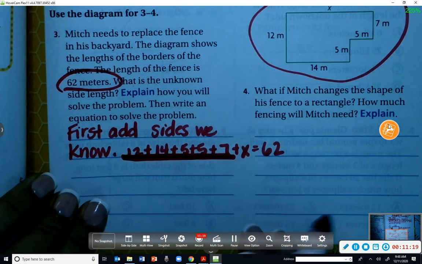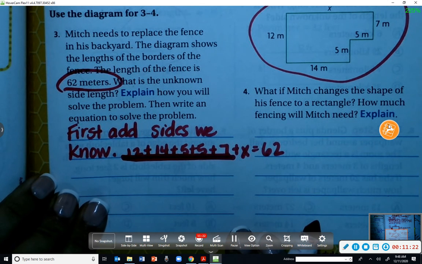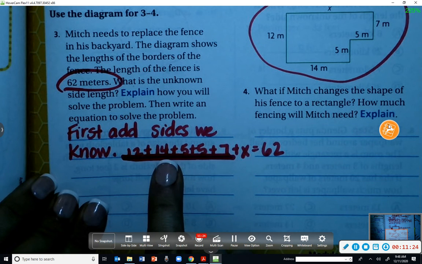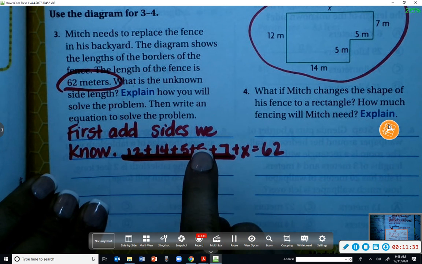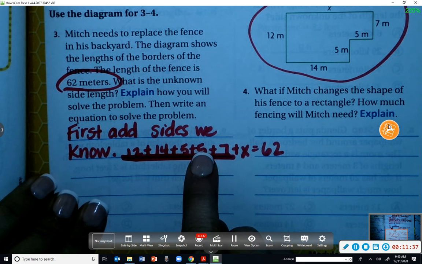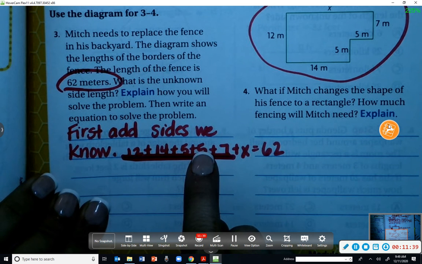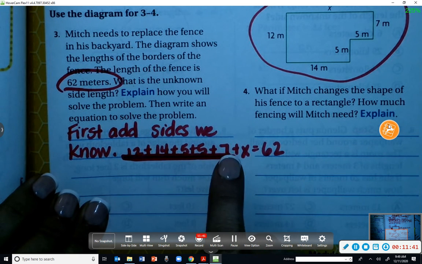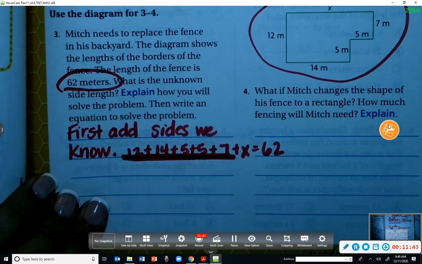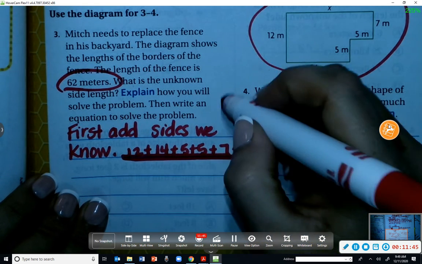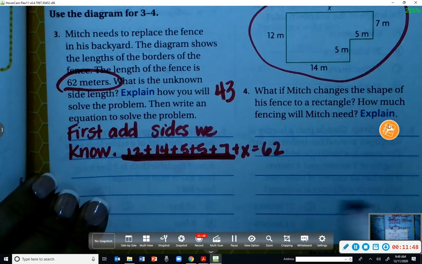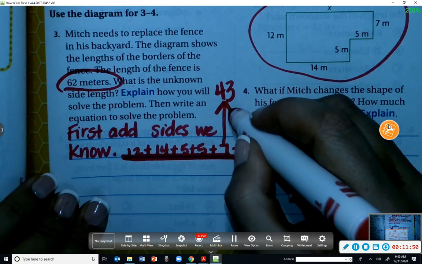Did anybody get their answer for that? What's 12 plus 14? Can y'all do that in your head? 20, what? What's 4 plus 2? 6. 26, okay. And what's 5 plus 5? 10. So 26 plus 10? 36. 36 plus 7? 43. Okay, so all of these numbers added up equal 43.